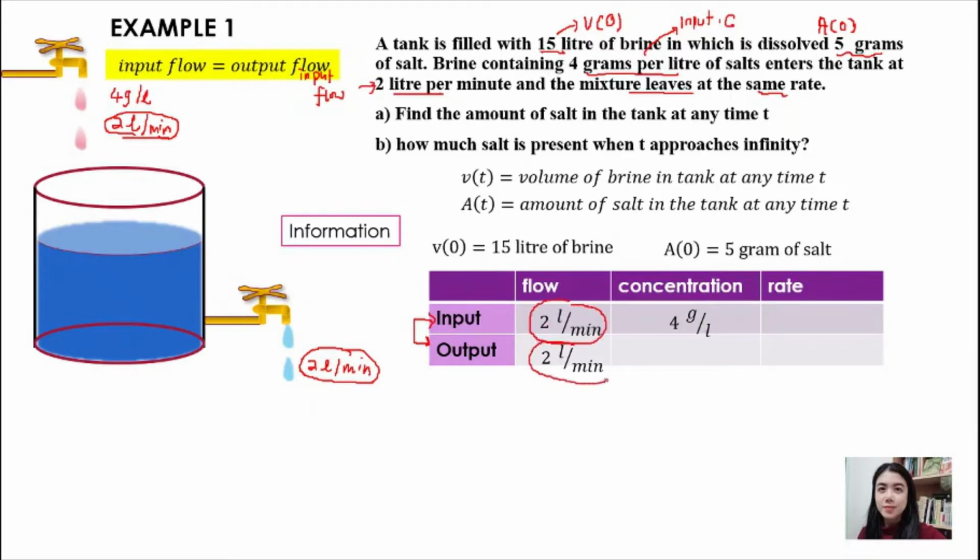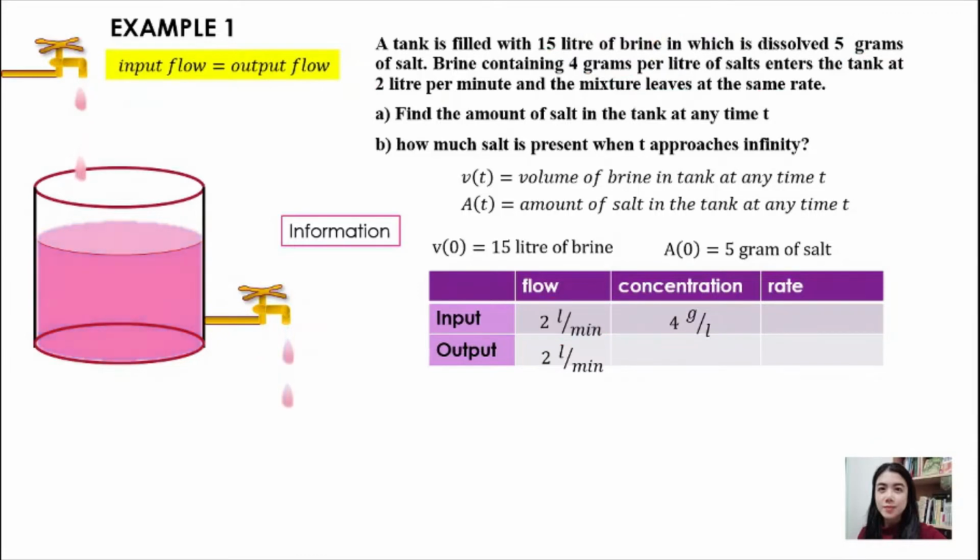So imagine that you have a tank. You have the solution entering at 2 liters per minute, and it's also leaving at 2 liters per minute. What happens to the volume of the solution in the tank? The volume of the solution in the tank will be constant.